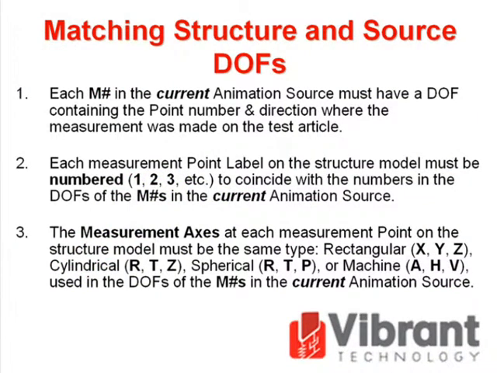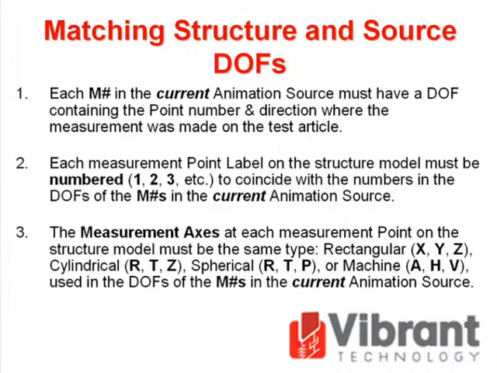Before creating new measured equations by matching point numbers and directions with DOFs of measurement numbers, the structure model and current animation source must be set up as follows. 1. Each measurement number in the current animation source must have a DOF containing the point number and direction where the measurement was made on the test article.